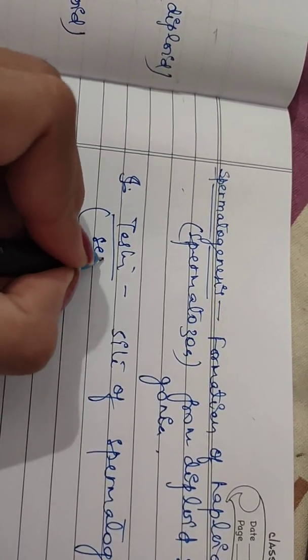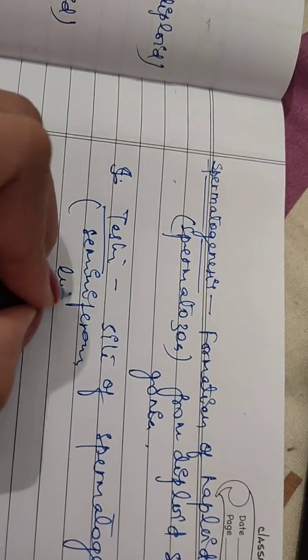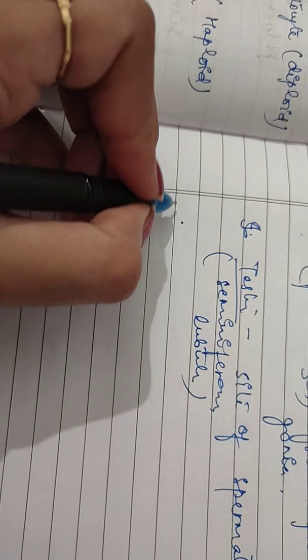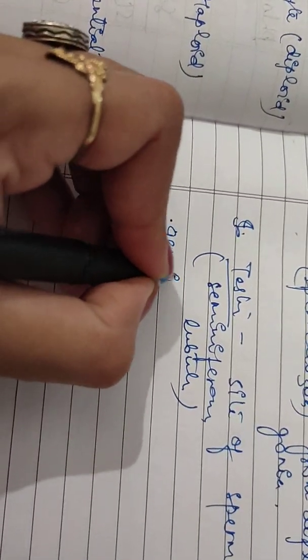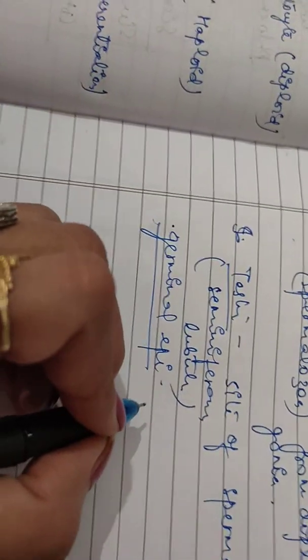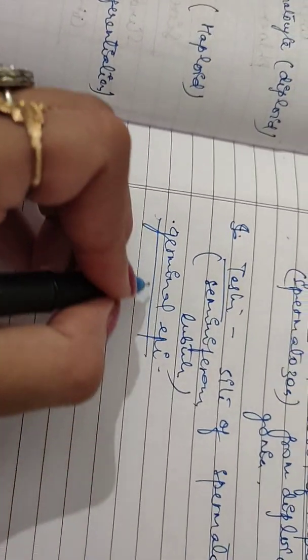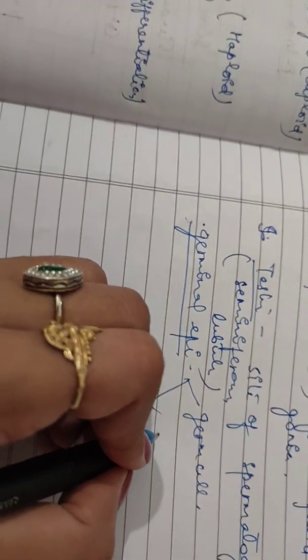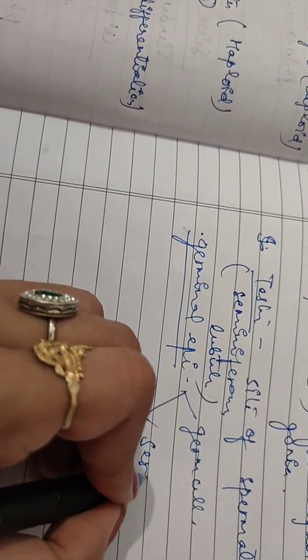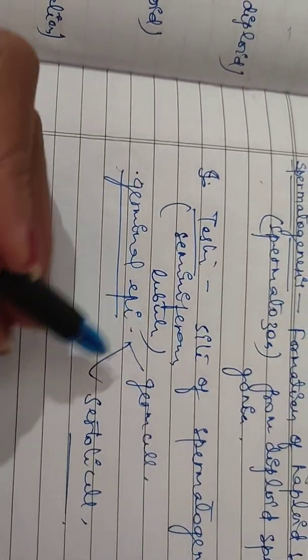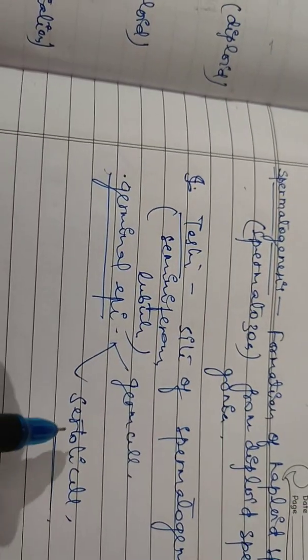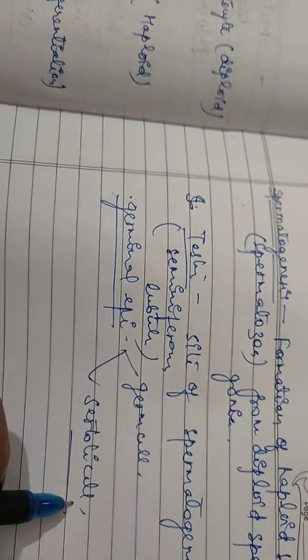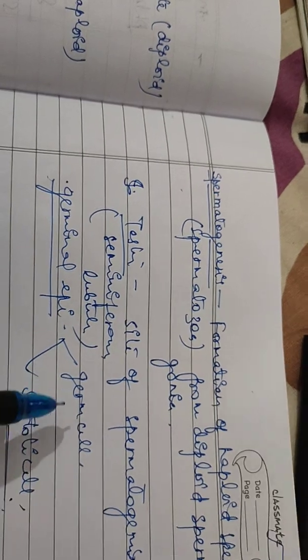What is the actual site? That is seminiferous tubules. And the epithelium lining of the seminiferous tubule is called germinal epithelium. This we have seen in an earlier video, as germinal epithelium has two types of cells, germ cells and Sertoli cells. Sertoli cells provide nutrition to the developing sperm, and the germ cell function you all know.